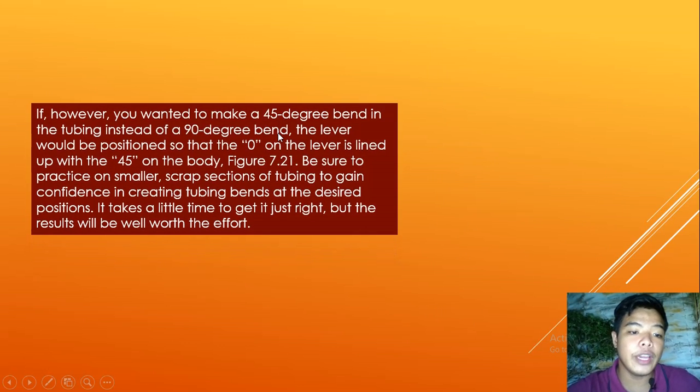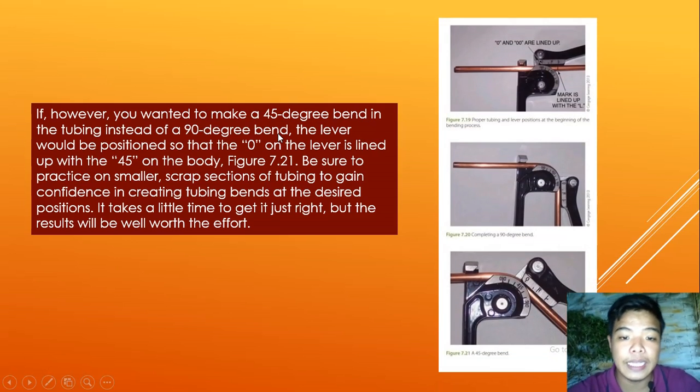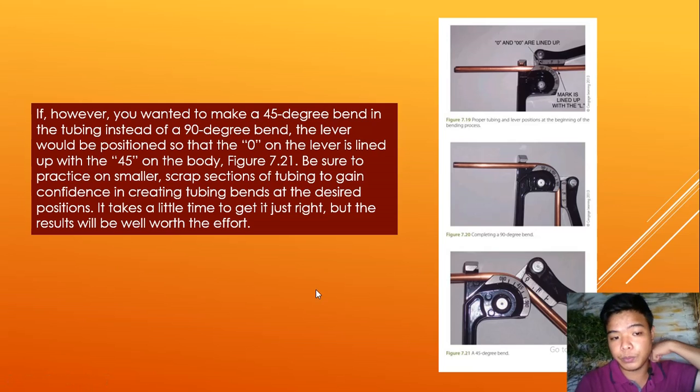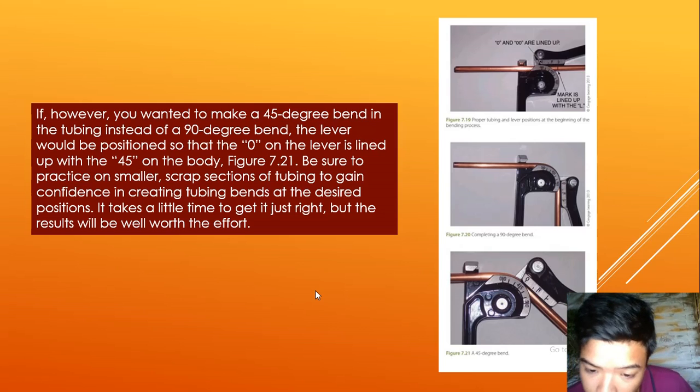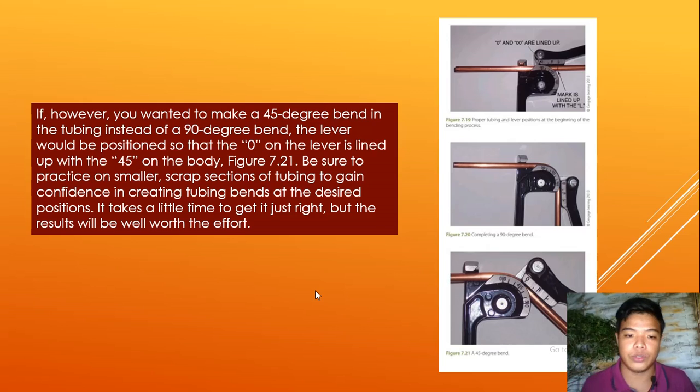If however you wanted to make a 45-degree bend in the tubing instead of a 90-degree bend, the lever would be positioned so that the 0 degree on the lever is lined up with the 45 degree on the body. Figure 7.21, the lower part picture. Be sure to practice on smaller scrap sections of tubing to gain confidence in creating tubing bends at the desired positions. It takes time to get it just right, but the result will be worth the effort.